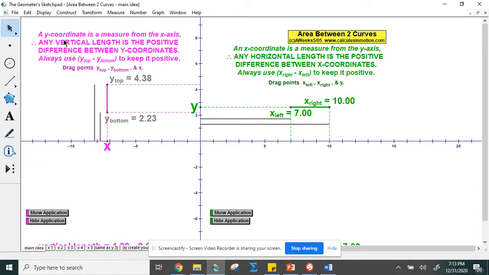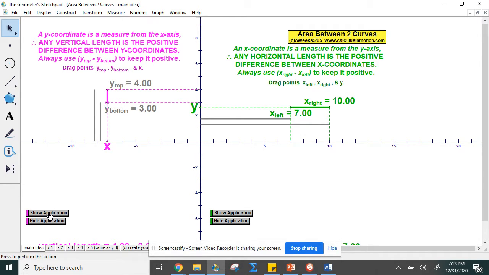A y-coordinate is measured from the x-axis. Vertical length is the positive difference between the y-coordinates. So if I take this y top and move it up, let's just make it 4 real quick. Let's see if I can get it exactly 4. Okay, there it goes. And if I take my second y value and move it up to, let's say, 3, then the difference between these is going to be 1.